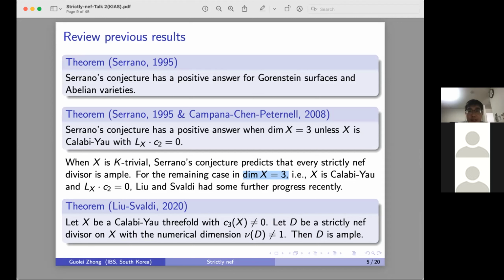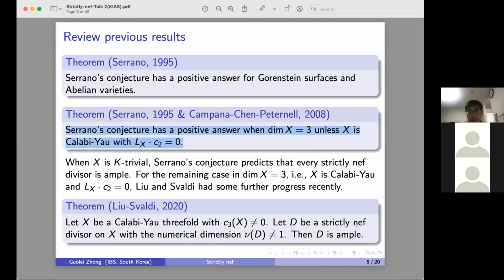So for the remaining case in dimension 3, in other words, you can see from this theorem, the only remaining case is the Calabi-Yau with L_X times c_2 equal to 0. In this case, Liu and Svaldi had some further progress recently. They show that if X is a Calabi-Yau threefold with the third Chern class not vanishing, and D is a strict nef divisor with the numerical dimension not equal to 1, then D is ample.